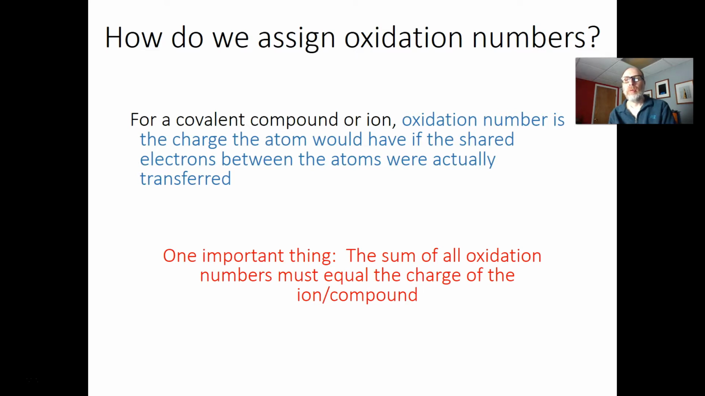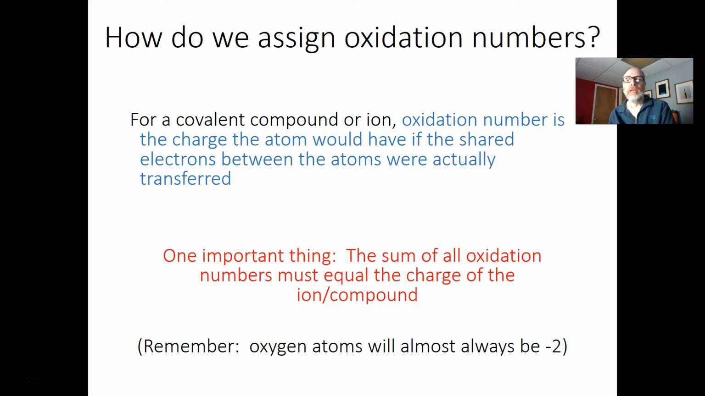Now, the important thing to note is that in a covalent compound the atoms don't have charges, but they have oxidation numbers, which is our bookkeeping way of keeping track of how many electrons they have. But those oxidation numbers all have to add up to equal whatever the charge of that ion or that compound would be. So in water, the oxidation number of the two hydrogens plus the oxidation number of the oxygen have to add up to equal 0 because water has no charge.